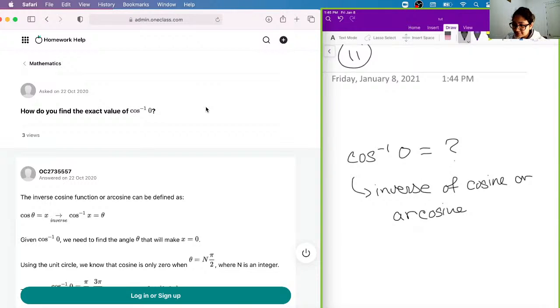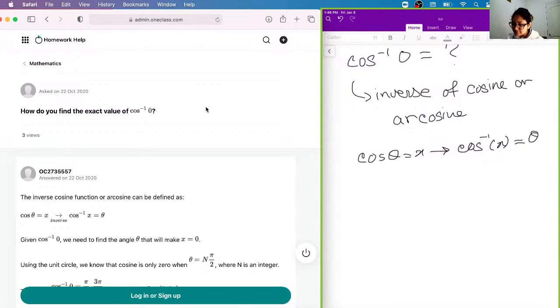And so this can be defined as cos of theta, or an angle, is equal to x, which is a number, and the inverse of this would be cos inverse of x is equal to theta. So this is where you find the angle. In this case, we're trying to find the angle of cos of 0.